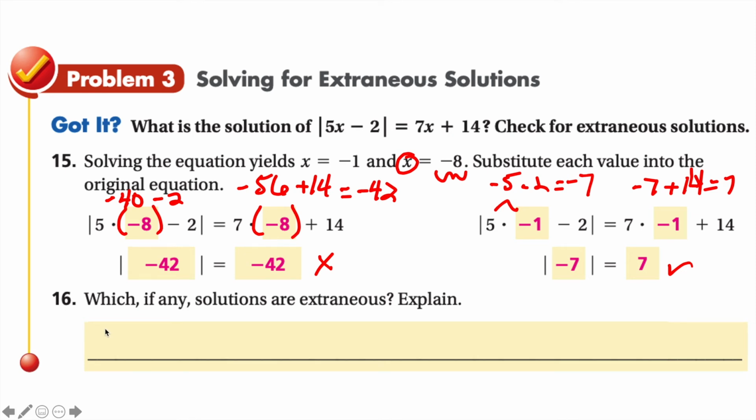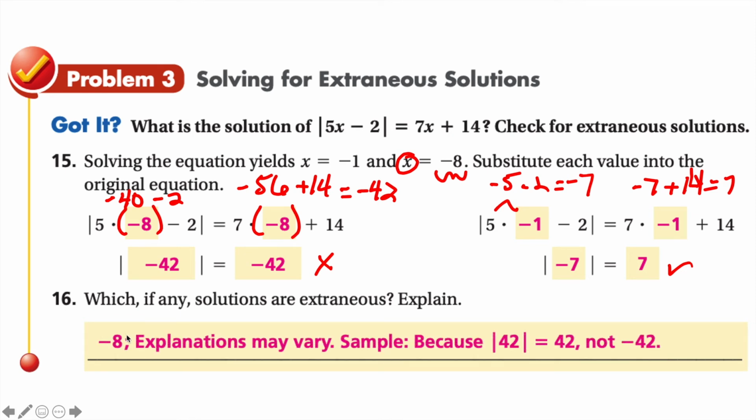Well, the one solution that was extraneous was the negative 8. Why? Because the absolute value of, and this should have been a negative 42, equals 42, not the negative 42. But again, the negative 1 does work. The negative 1 is the correct answer. In this case, negative 8 is not.